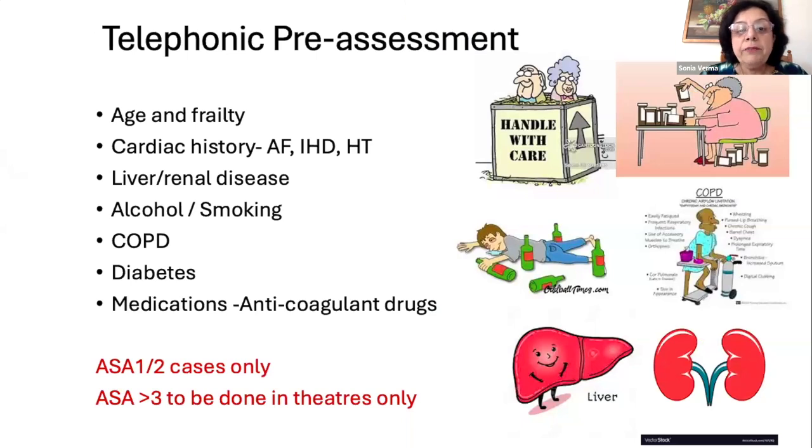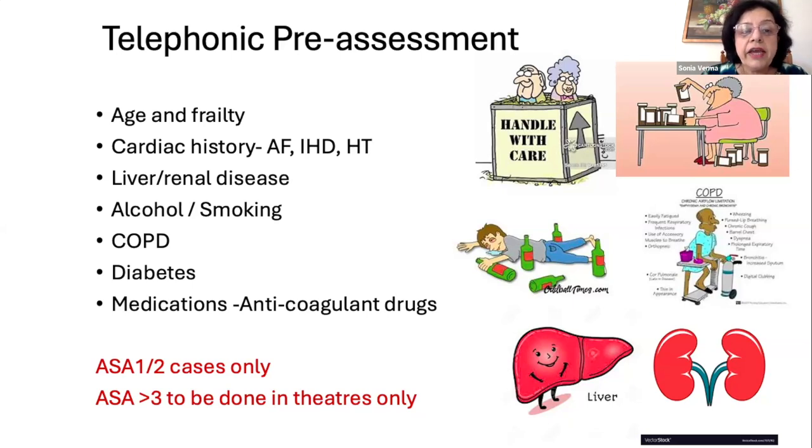There is a telephonic pre-assessment that is done by the nurses. First of all, we try to assess the patient's age and frailty. We have all seen patients who are 60 years old but look like an 80-year-old, and vice versa. So it is not the age that is important, it is how frail the patient is. The more frail they are, the more adverse events can occur, and they are very sensitive to drugs.